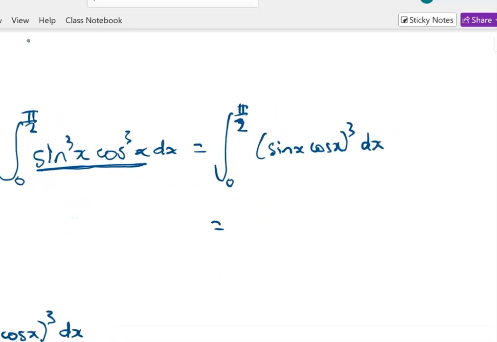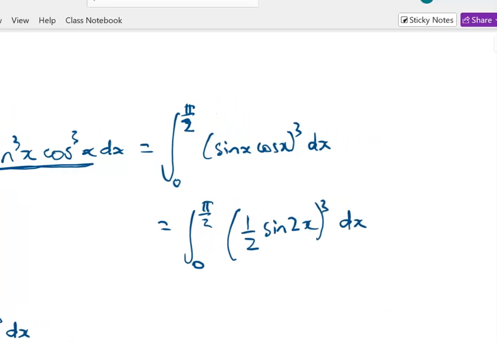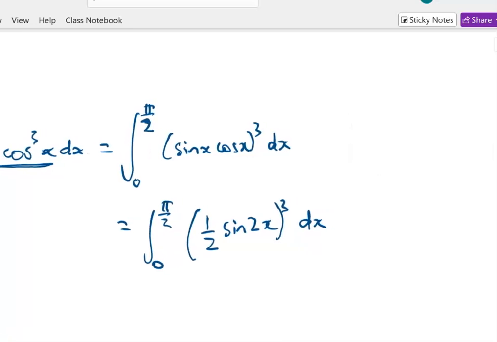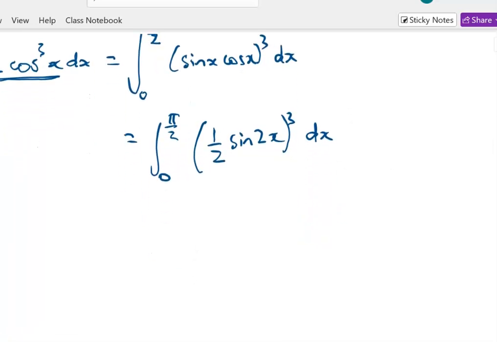And that expression is equal to (a half of sine 2x) cubed dx. So now we can pull the constant out the front. We're going to pull 1/8 out here. We get 1/8 times this integral. It's going to be sine cubed of 2x dx.